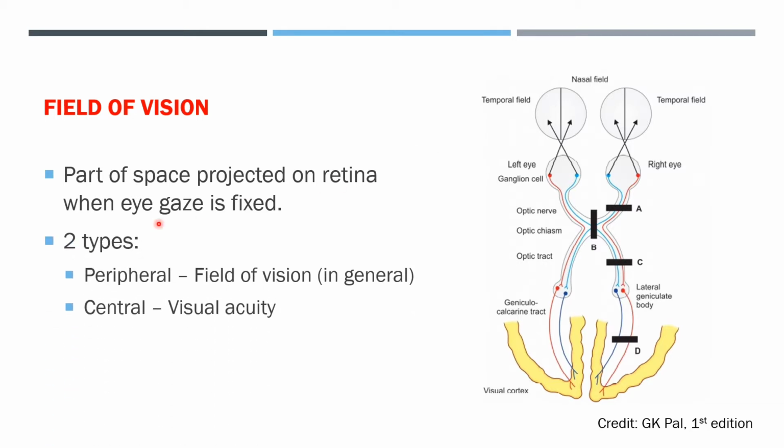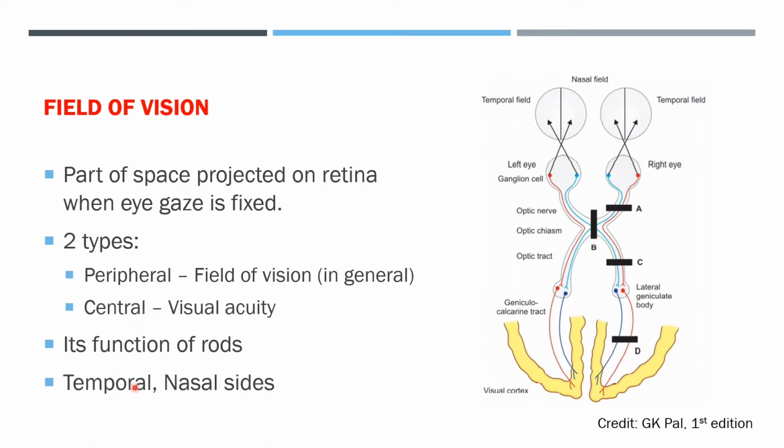There are two types of field of vision. One is peripheral field of vision, which in general we call field of vision. So whenever we say field of vision, it is usually the peripheral field of vision. Central field of vision is known as visual acuity, because the sharpness of vision is present in the center of the vision. Peripheral field of vision is a function of rods, while central field of vision is a function of cones.